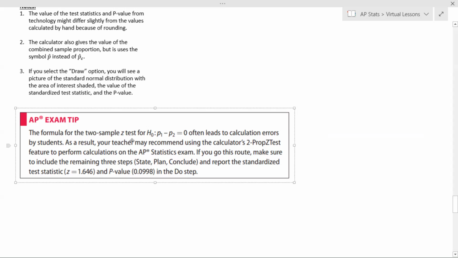The formula for the two sample z test often leads to calculation errors by students. So we're going to recommend using the calculator to perform the two proportion z test on the AP Stats exam. But if you're using the calculator, make sure to include all four steps: state, plan, do, and then conclude when you're doing a significance test. Make sure you also report the standardized test statistic, the z-score, and the p-value in the do step.